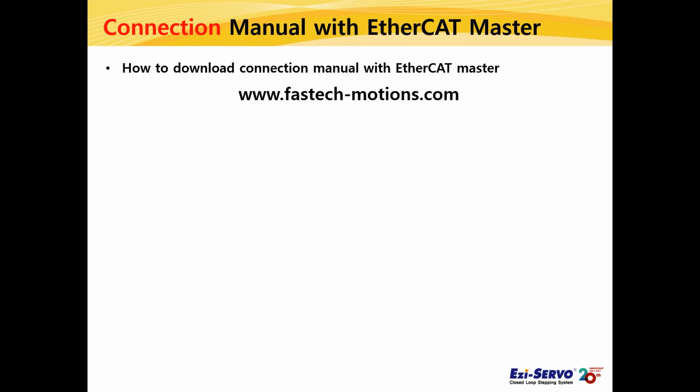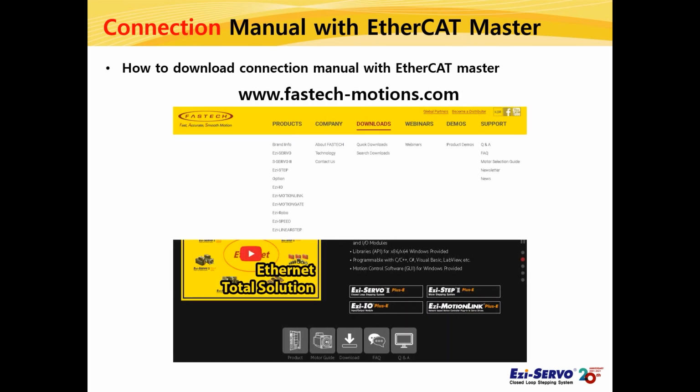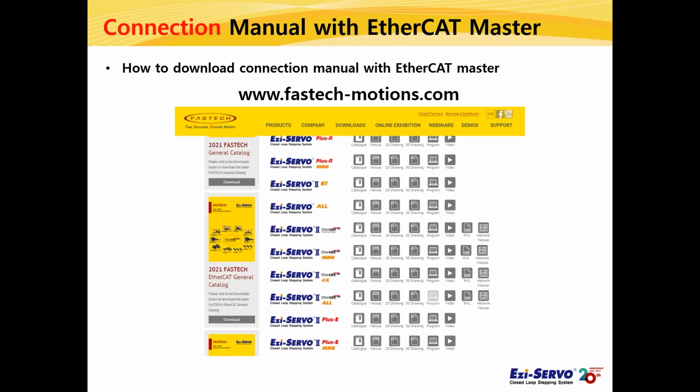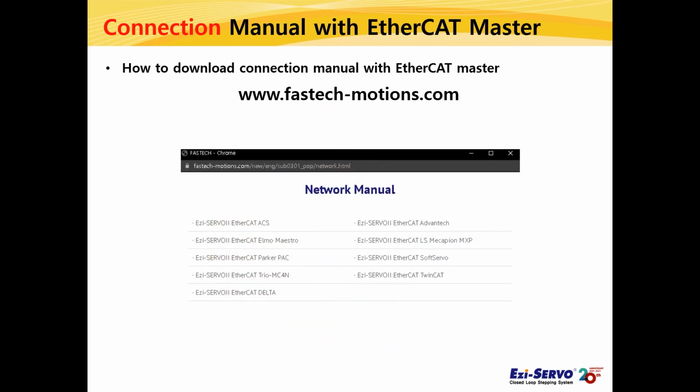If you access the following address and place the mouse pointer on the Downloads tab of the homepage, an item called Quick Download appears. Click on the item to display a list of products. Click the Network Manual button of the Ezi-SERVO EtherCAT Mini product among the products in the list to download the connection manual for each master. The manual of Trio's MC4N master, which I set as an example earlier, can also be downloaded here.